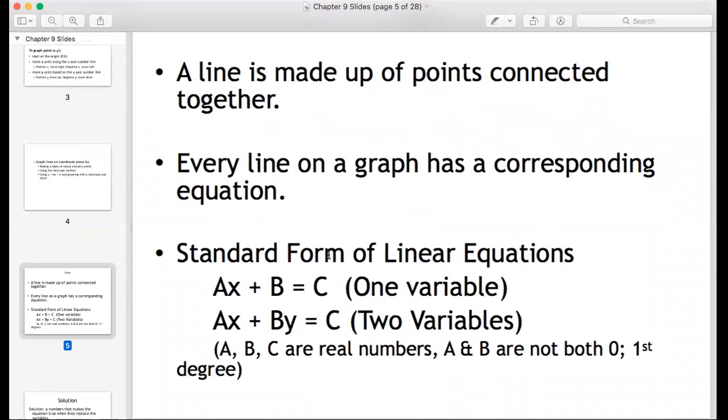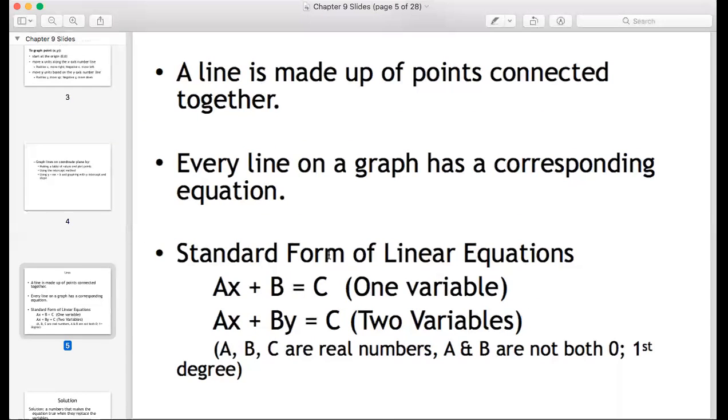All right, so a line is made up of multiple points connected together. Typically, the rule in order to graph a line is you must have a minimum of 2 points in order to create a line. Typically, you're going to be asked, and you're going to see a little bit later, that you're going to have multiple points in order to graph that. All right, every line on a graph has a corresponding equation.